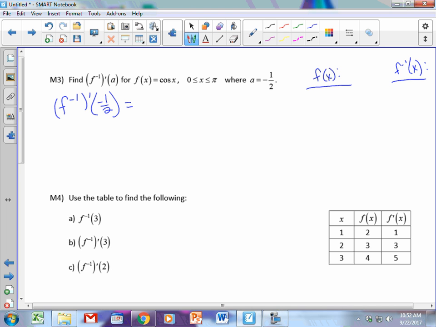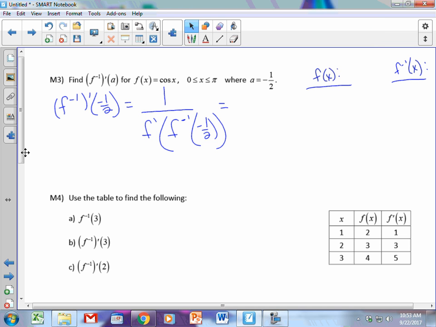We are trying to figure out f inverse prime of negative 1/2. Isn't that what we have to find? So according to that definition, it's going to be the same thing as 1 divided by f prime of f inverse of negative 1/2. Isn't that right? So it's going to be important for us to figure out what is f inverse of negative 1/2.